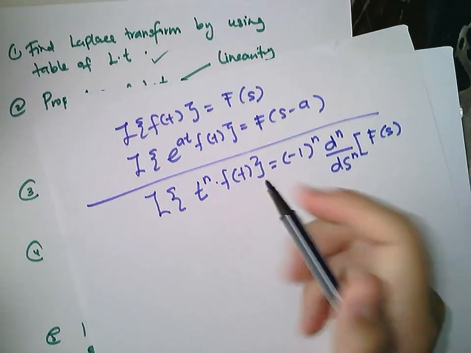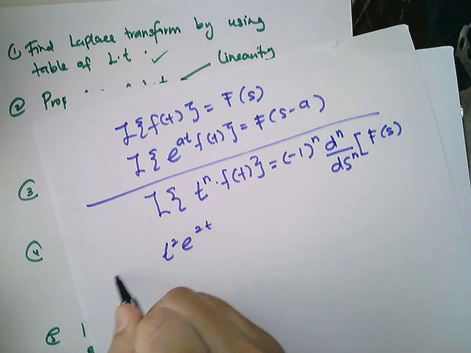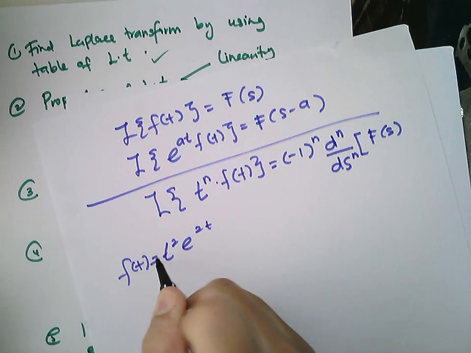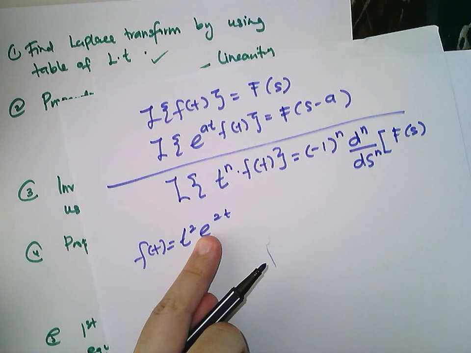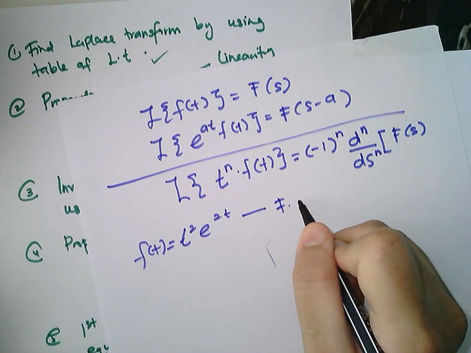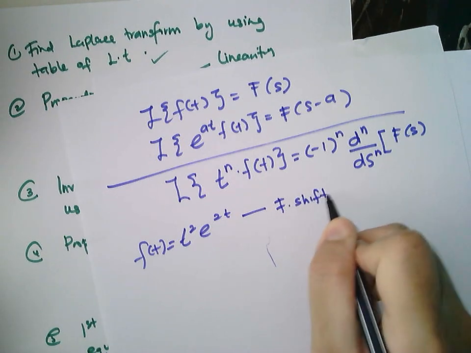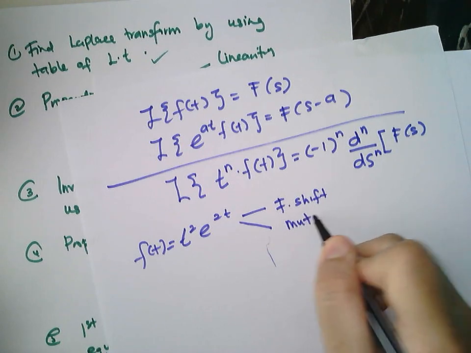So let's say you are given t squared e^(2t). If your f(t) is equal to this, you have two ways of doing it. The first one is by applying the first shift property, and the second one is by applying the multiplying by t^n property.